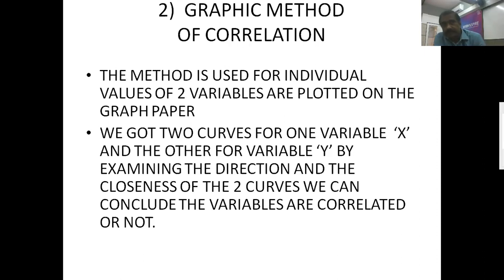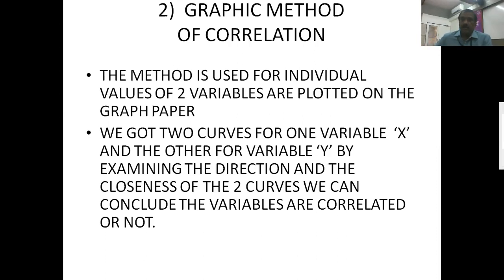If you see demand and supply, the correlation between demand and supply, the first variable is demand and the second variable is supply. If the demand increases, the supply must increase. If the demand decreases, the supply is also going to decrease.